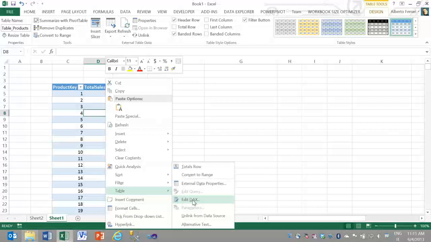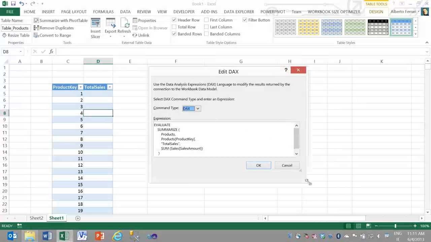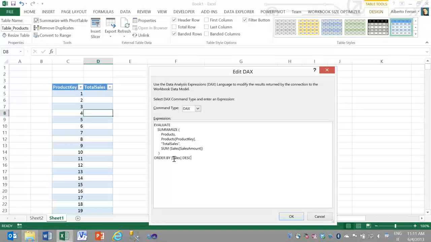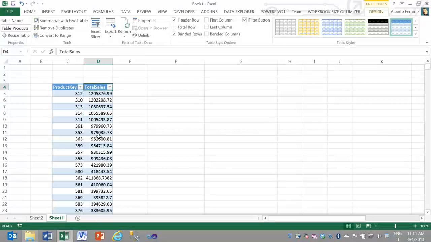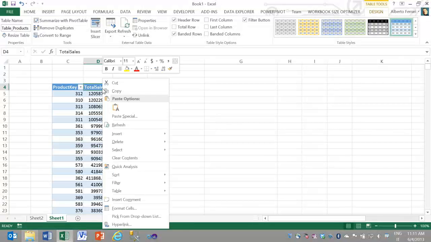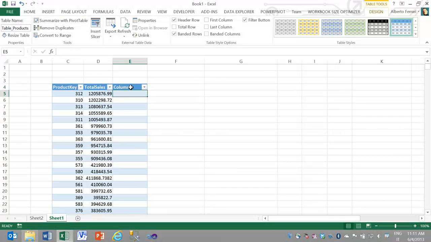Okay, table, edit DAX, total sales. Okay, now we have our number and everything is here. Now, what we need to do is start playing with Excel.